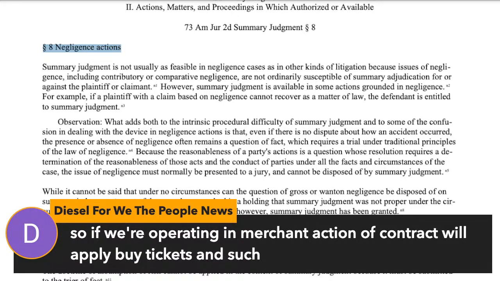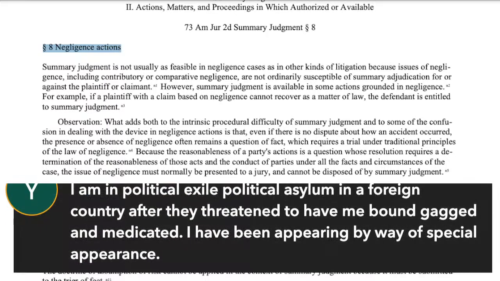Diesel for Read the People News says, so if we're operating in merchant action of contract will apply, buy tickets and such. Yeah, summary judgment would be typically for the merchant actions. So summary judgments, as we learned from the law merchant episodes we just went over, was created by the merchant courts, the special courts. It was a creation of theirs, a summary judgment in these kinds of procedures.